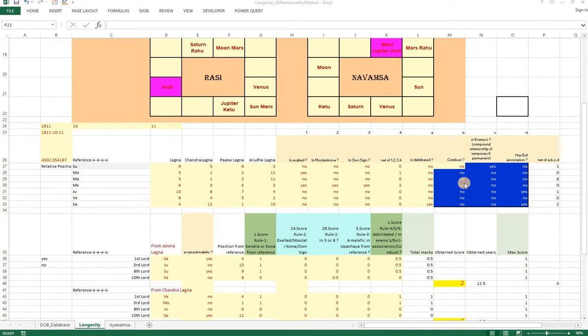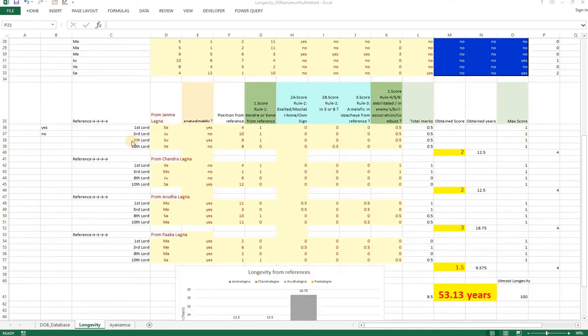Basically, it involves only the Rasi chart and only the different references. The Janma Lagna as a reference, Chandra Lagna as a reference, the Arudha Lagna as a reference, the Paaka Lagna as a reference. So the method involves these references, and by Paaka Lagna we mean where the Lagna Lord is, that's the Paaka Lagna.